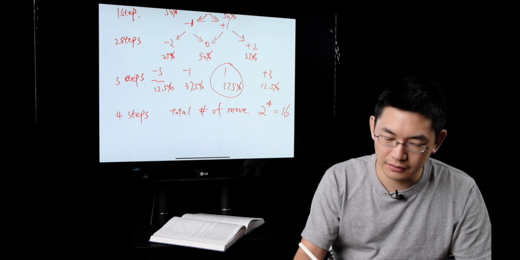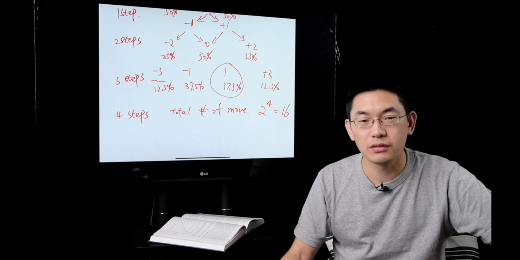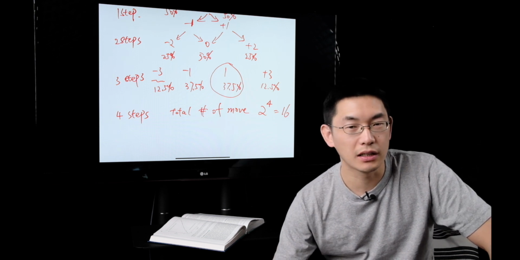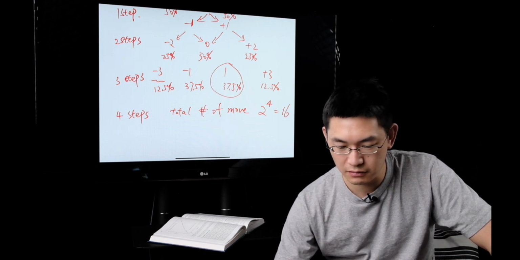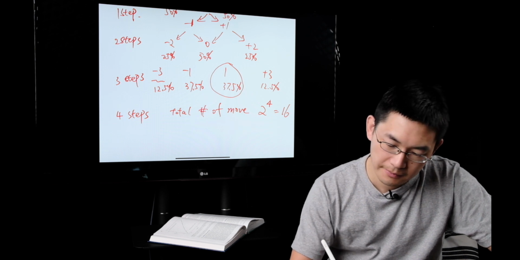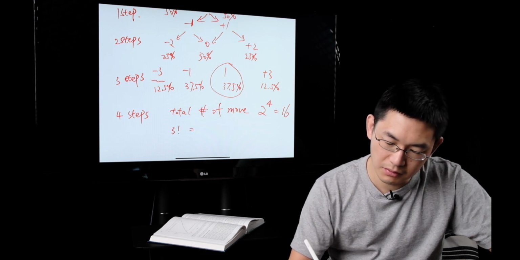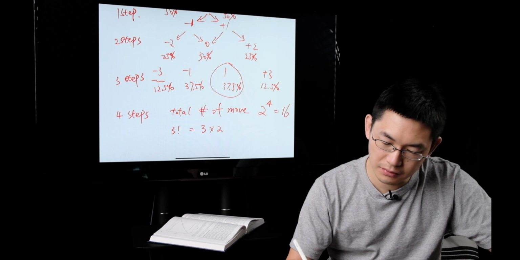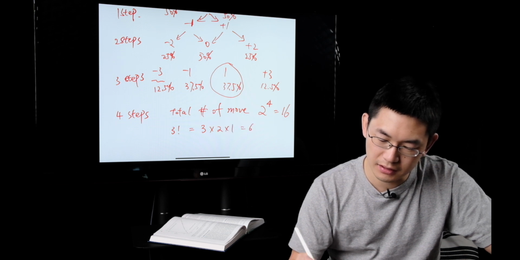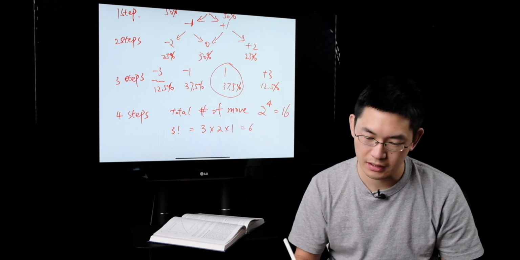Wherever you're ending, you need to consider a factorial. I assume everybody knows a little bit about what factorial means. Let's say 3 factorial is equal to 3 times 2 times 1, which is 6. So that's what factorial means.